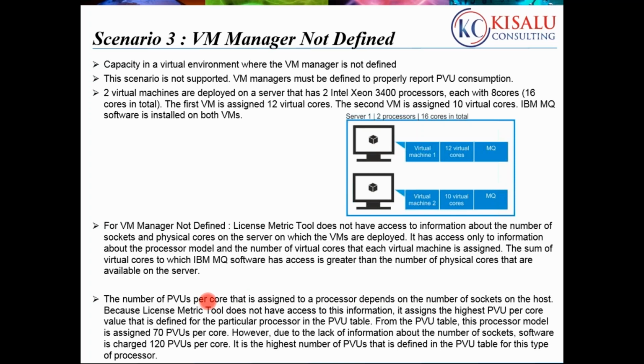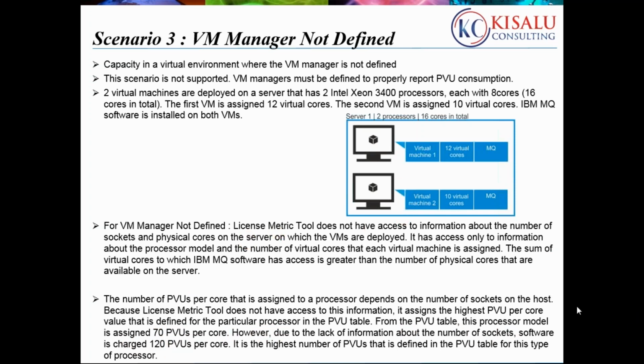So the PVU per core depends on the socket of the host, and if ILMT cannot access that information, it may assign it a very high value, which will make the cost very high. So for example, in this case, if your VM manager was defined, it could read your table information to relate to 70 PVUs per core. If that information is not there, the PVU table may then give you a value of 120 PVUs per core, which is very high.